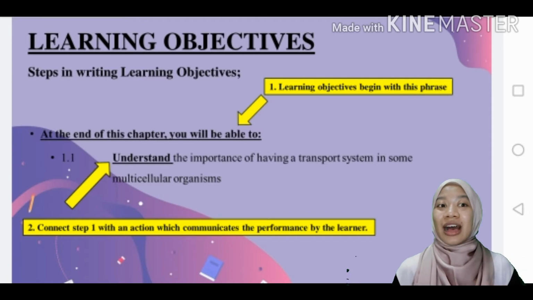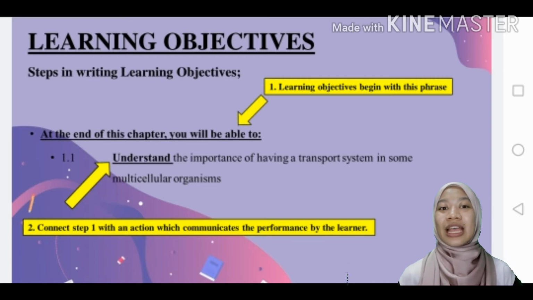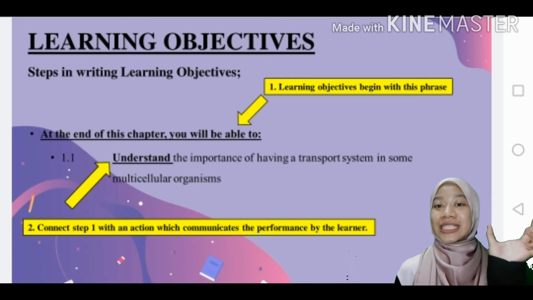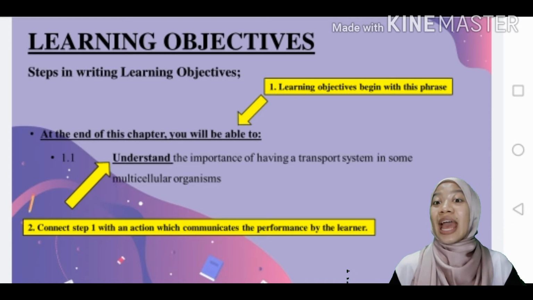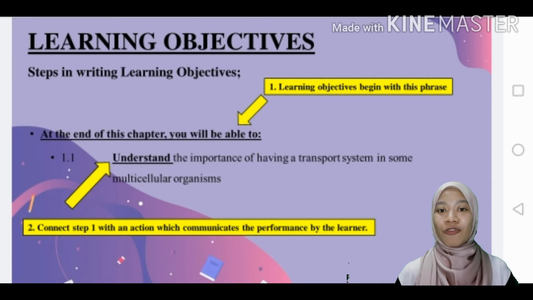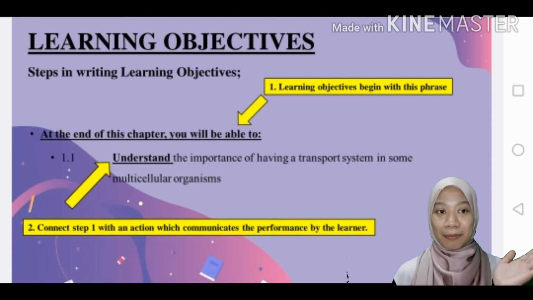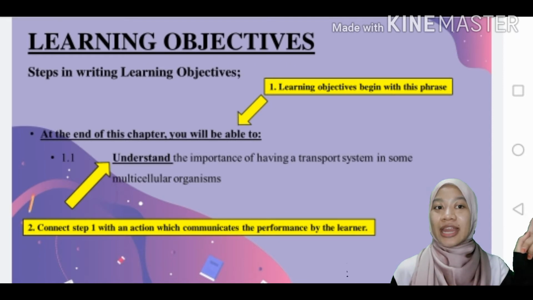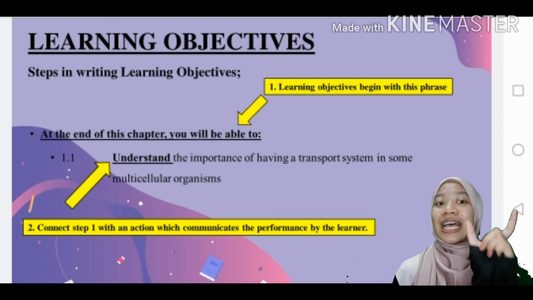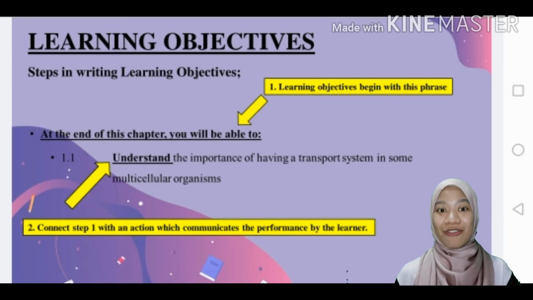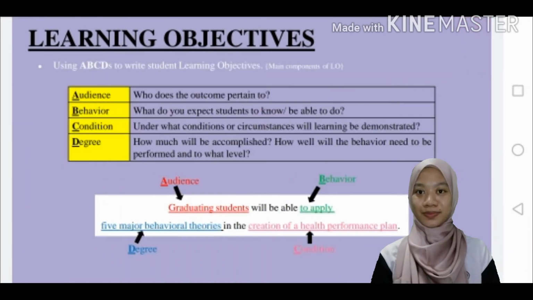So, here I want to share with you steps in writing learning objective. Learning objective always starts with the phrase, at the end of this chapter, you will be able to. Then, connect step 1 with an action which communicates the performance by the learner. For example, after the phrase, at the end of this chapter, you will be able to, connect with, first, understand the importance of having transport system.